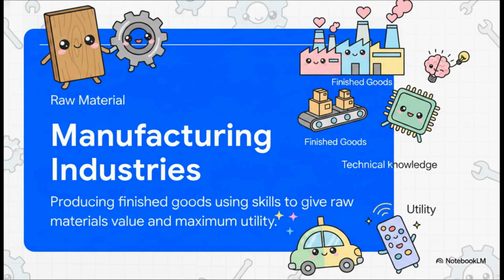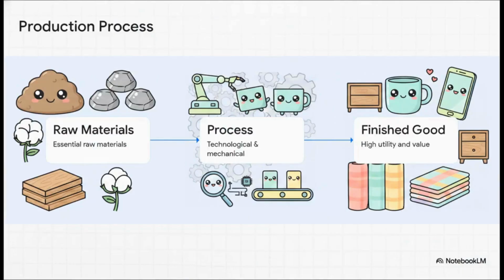When you're prepping for that exam, I want you to literally highlight those keywords in your brain: finished goods, technical knowledge, and maximum utility. It's all about taking something totally basic and transforming it into something incredibly useful and valuable for us. You can really think of it like a simple 3-step formula.